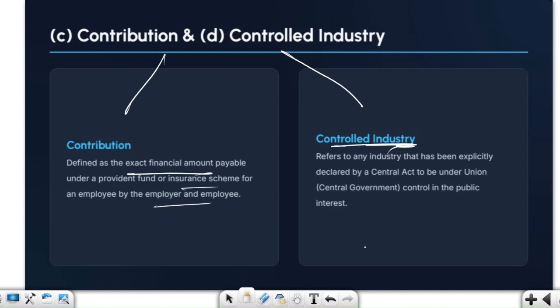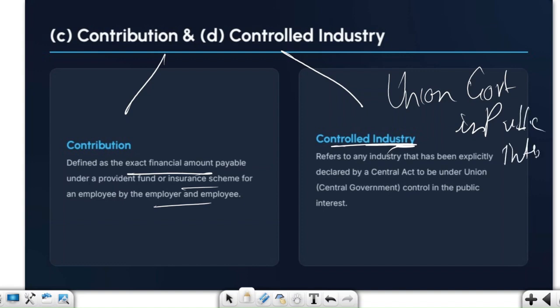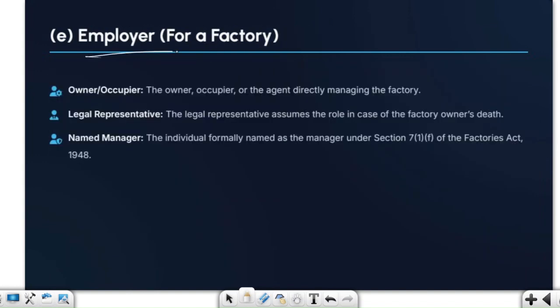Next, controlled industry. What are controlled industries? A controlled industry is an industry declared by a central act to be under union government control in the public interest. Here we are seeing that any large industry is not the only industry that will be covered under this. Any industry that has been explicitly declared by the central act to be under union control.